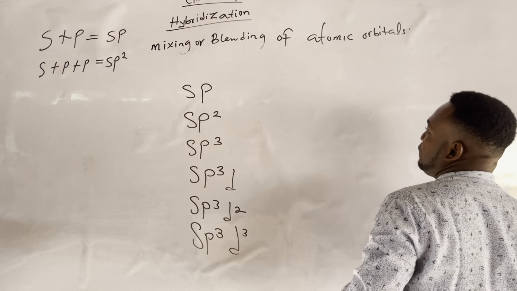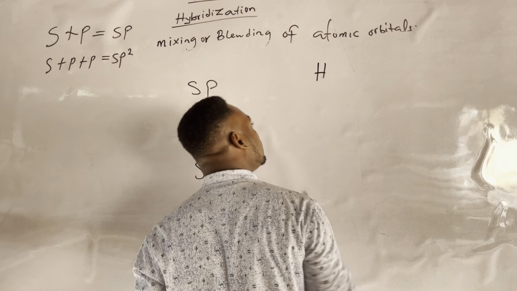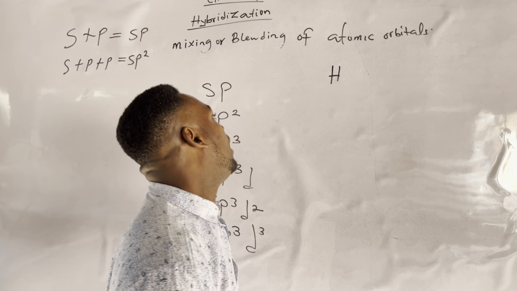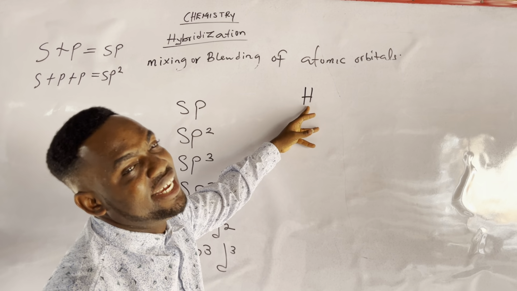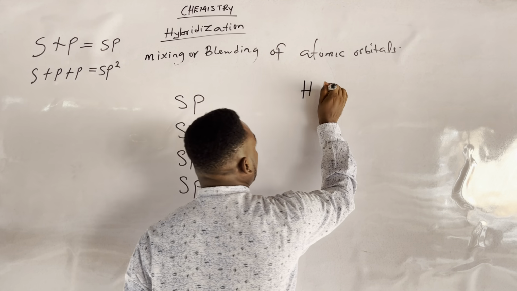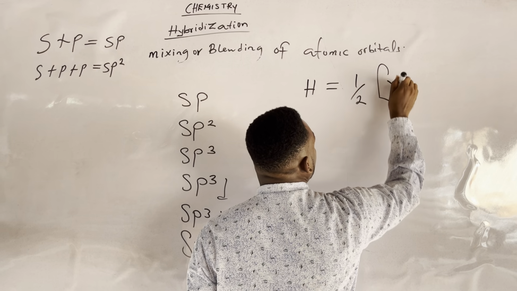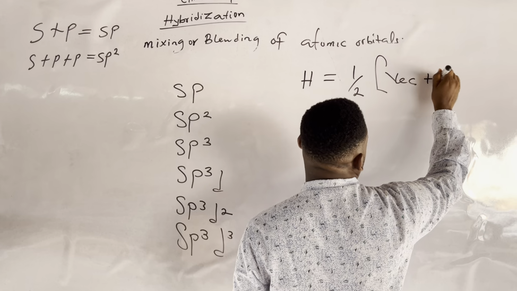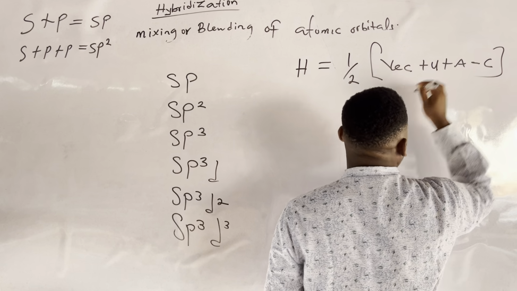So I'm going to drop the formula here. The formula says hybridization H. I call mine hybridization. Some persons can call it number of electron pairs, but I like calling it hybridization. It is equal to half, open bracket, VEC, plus U plus A minus C, close bracket. That's all.